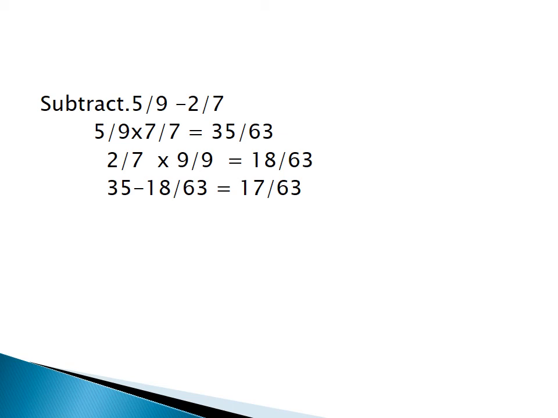Now we have two fractions. First one is 35 upon 63 and second one is 18 upon 63, right? Now instead of addition, now we'll subtract the numerators. Denominator we will write only one time. In fractions, we will add or subtract the numerators only. Denominators neither we add nor subtract. 35 minus 18 is equal to 17 upon 63.